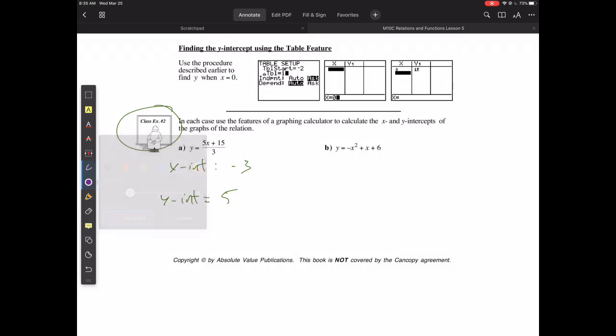If I'm doing example B, then the x-intercept is going to be negative 2 or positive 3. It actually happens twice, so you've got to solve them twice. And the y-intercept is going to occur at 6. Okay, so like I said, for this one, mostly, if you're struggling with it, just play around with your calculator, try the functions.